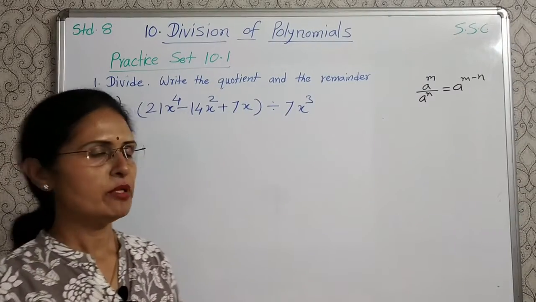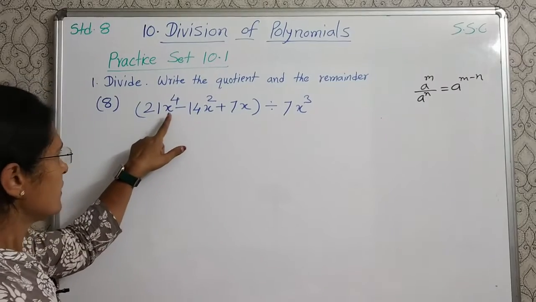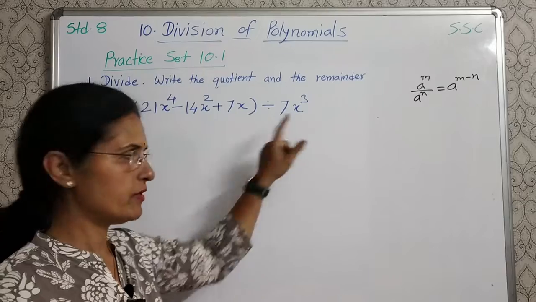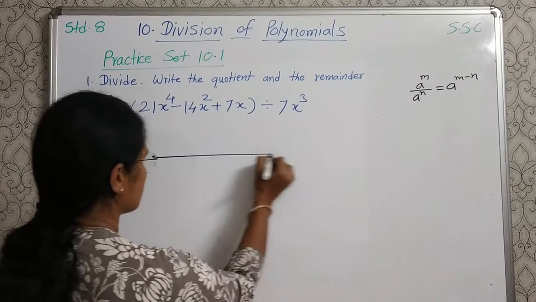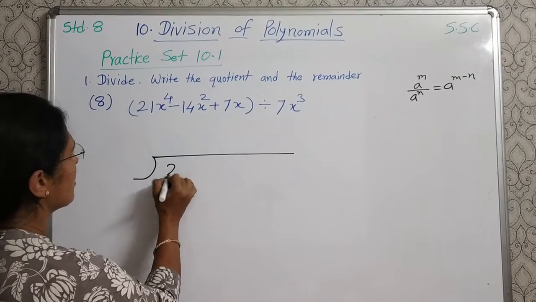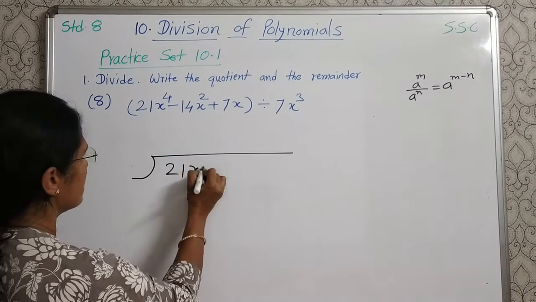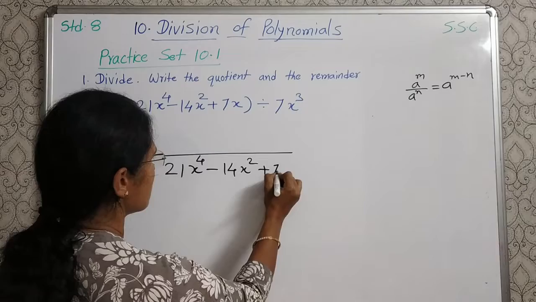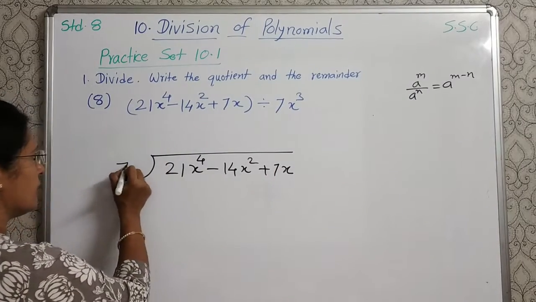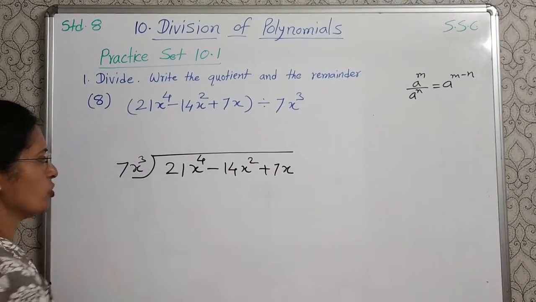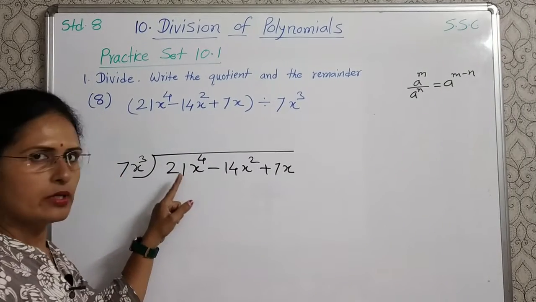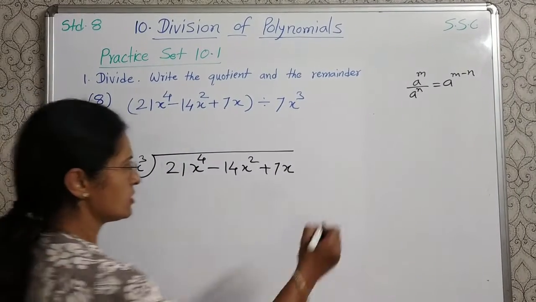Let us solve sum number 8. 21x raised to 4 minus 14x square plus 7x divided by 7x cube. Let us write it here. The dividend is 21x raised to 4 minus 14x square plus 7x, divided by 7x cube. Now this is a trinomial. We'll take the first term and divide it by this 7x cube.